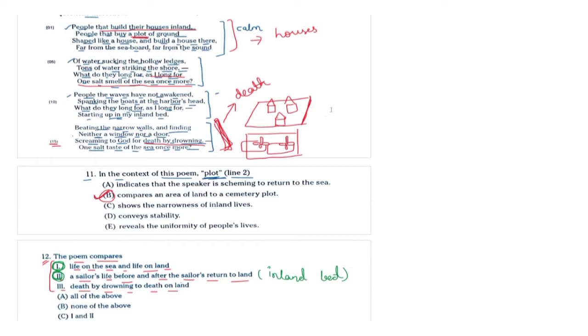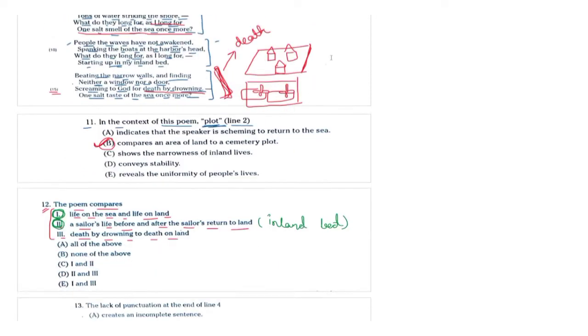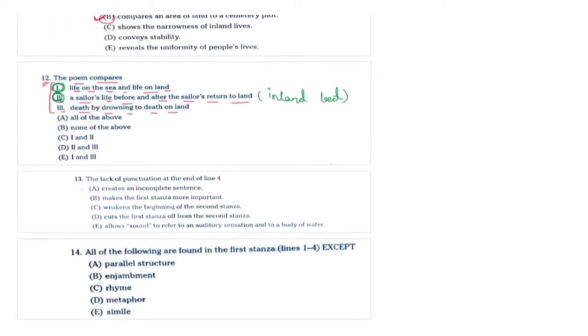Okay, so let's go back to the question. Yes, so I just told you that third one won't go. So, of course, choice C will go because it has both 1 and 2. All right. Now let's go to the next question.